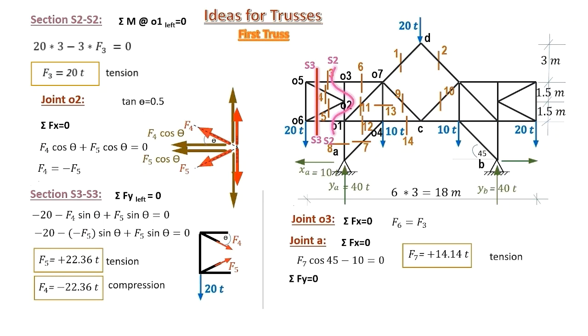Now we can apply the equilibrium in the Y direction, because after substituting for the value of F7, it is known now, we can conclude F8 to be minus 50 tons. Compression.